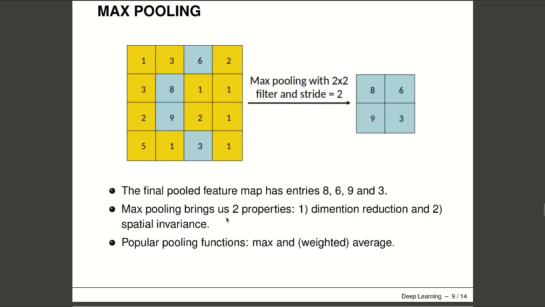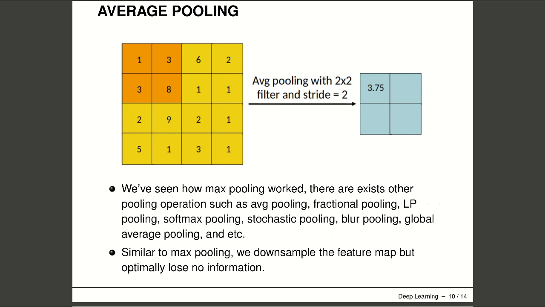Max pooling actually brings us two important properties. First of all, dimensionality reduction, as you can see here. And the second thing is spatial invariance. It means if we have another order here, for example in the last window, we can still get the 3 even if it happened here, for example. Popular pooling functions are max pooling and average pooling, but we have different types of pooling, such as fractional pooling, LP norm pooling, softmax pooling, stochastic pooling, and Beller pooling. These are only a few examples.